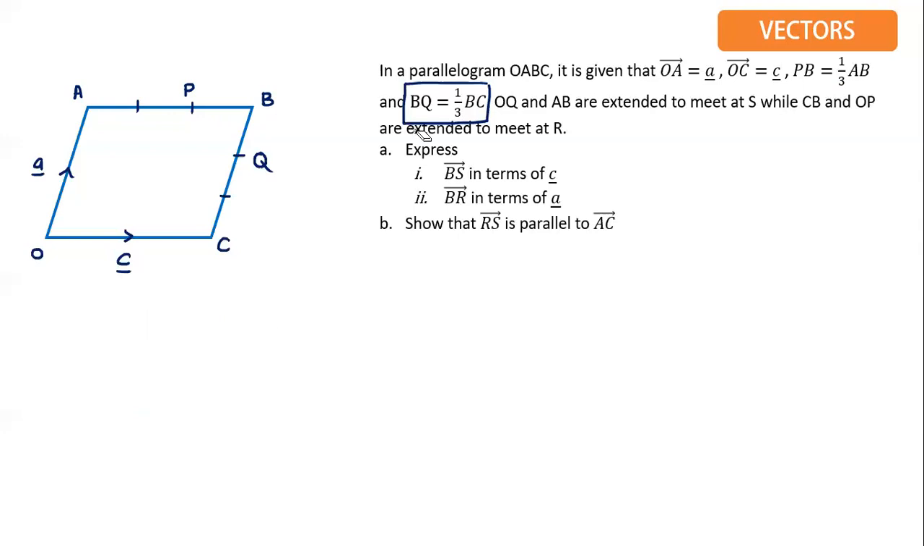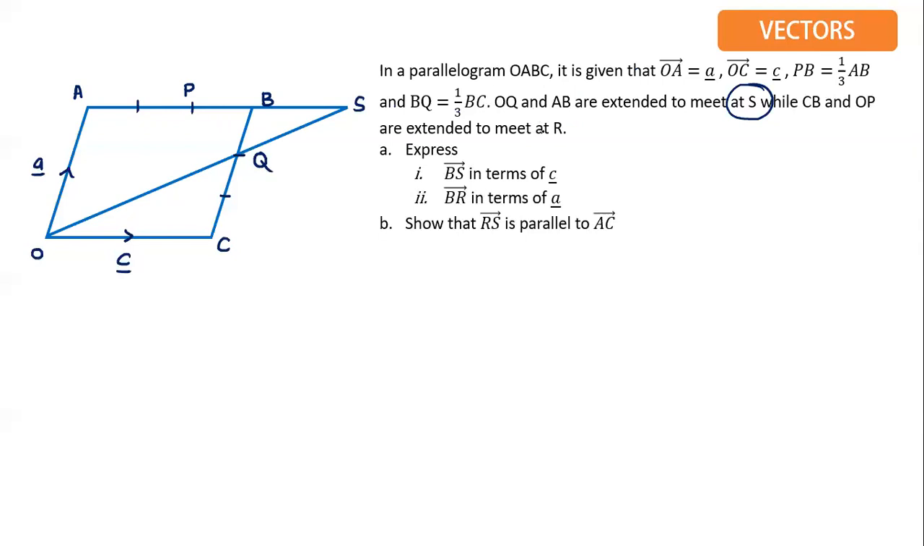Next question. I read the question: OQ and AB are extended. So I extend AB first. Extend means we make them longer, right? So AB and OQ, that means O and Q are somewhere here, and you have to extend here. Okay, OQ like this. Listen, class, when you extend them, they will meet at the point S. Can you see here? I make this S.